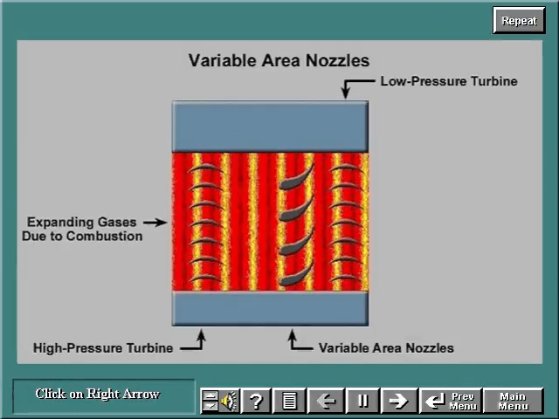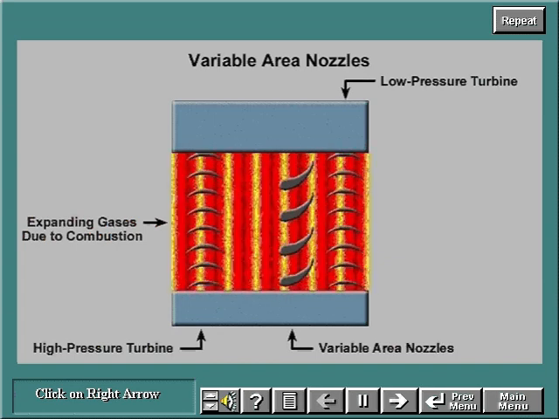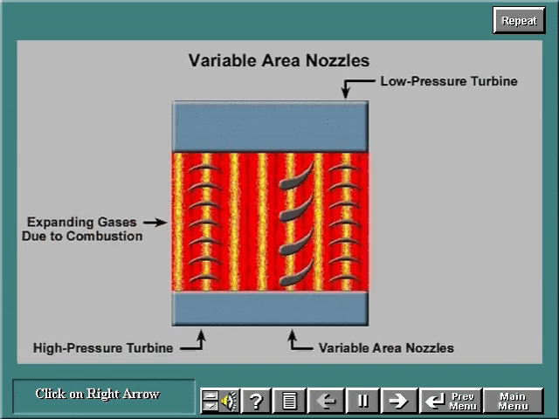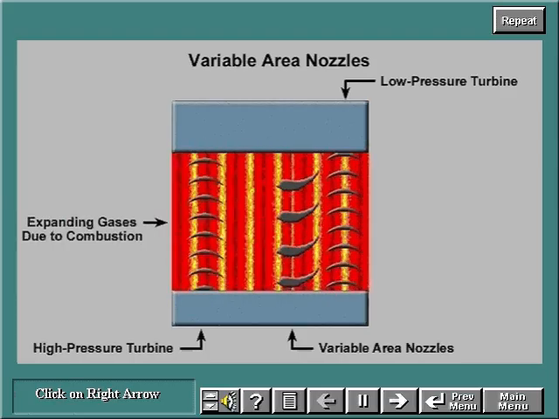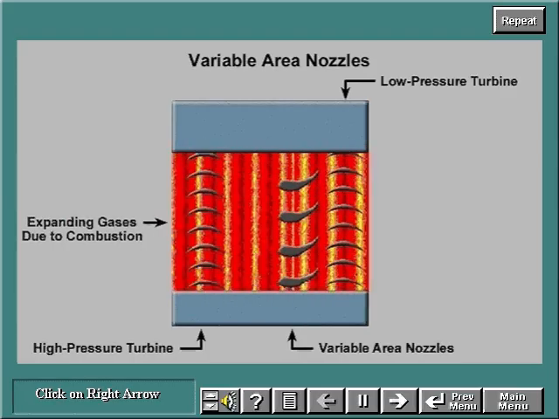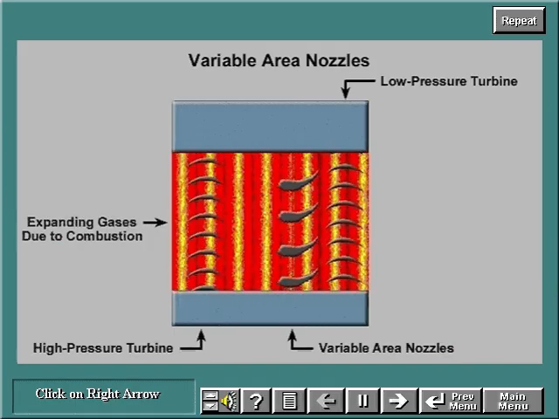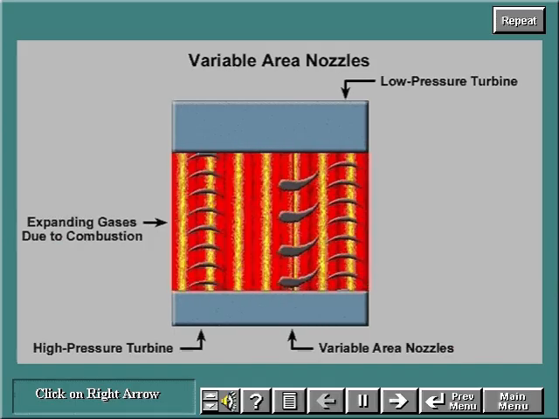The variable area nozzles divide the available energy between the high-pressure and low-pressure turbines. Opening the variable area nozzle decreases the back pressure on the high-pressure turbine. The pressure drop across the high-pressure turbine increases, causing the high-pressure turbine to generate greater speed and power.